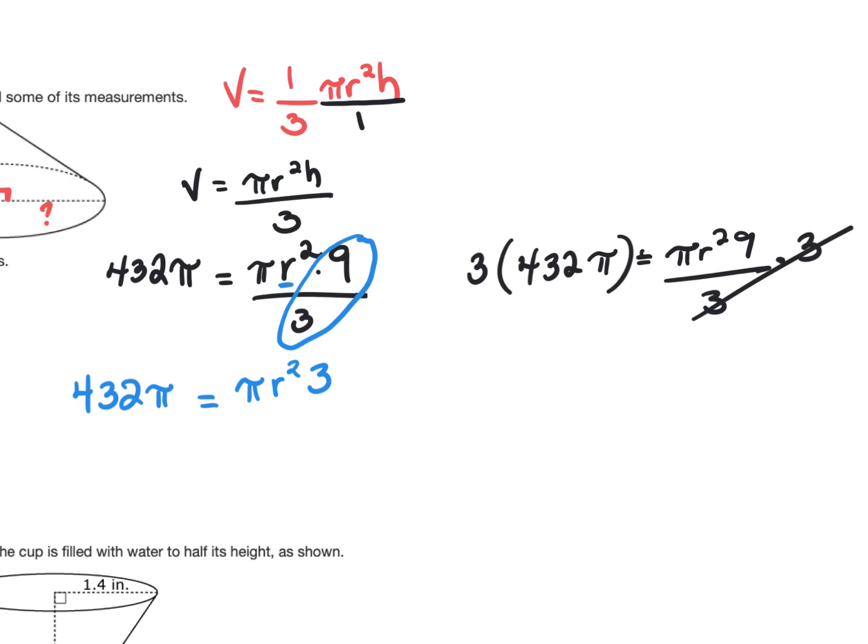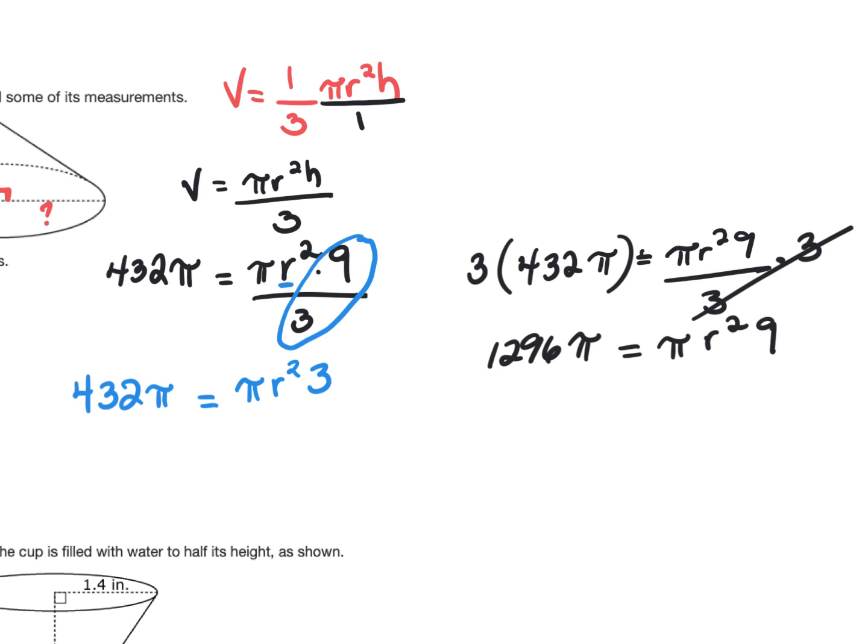So by multiplying both sides by 3, on the right-hand side I get rid of my denominator. But on the left-hand side, I need to multiply 432 times 3, which gives us 1296 pi. Now, I'm sure some of you are like, but how do you multiply 3 times pi? You don't. You only multiply numbers times numbers. You'll see here in just a minute how we're going to be able to get rid of pi really easily. And after crossing out the 3's on the right-hand side, I'm left with this.